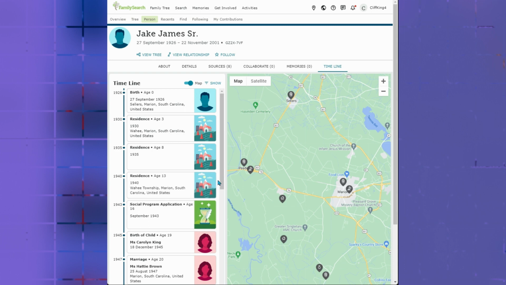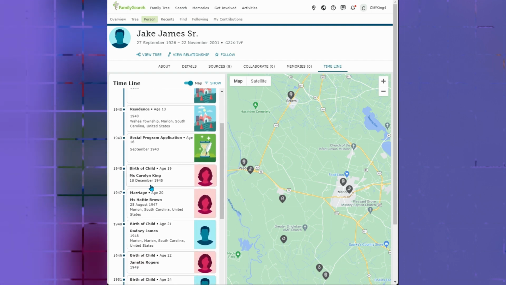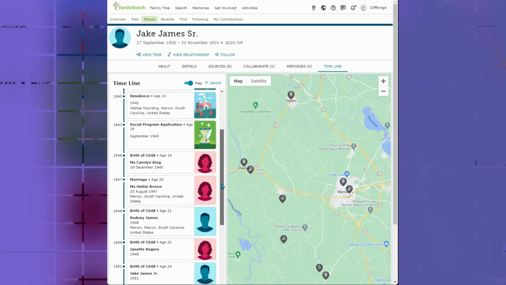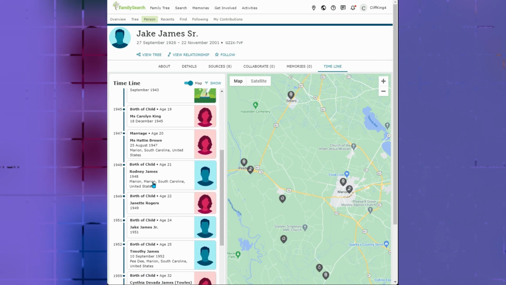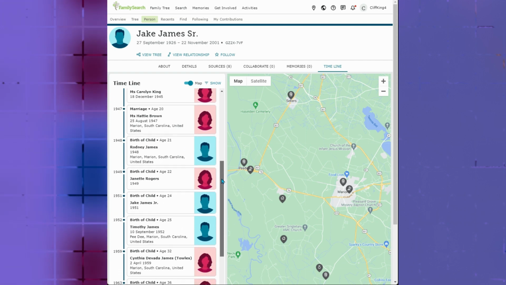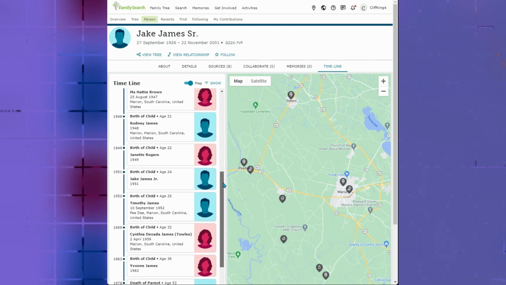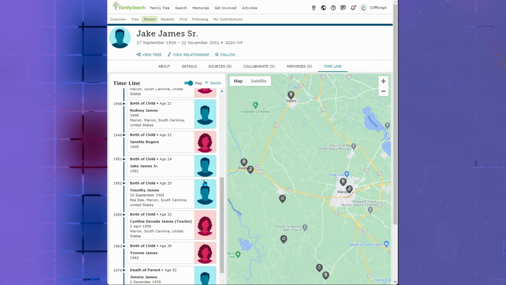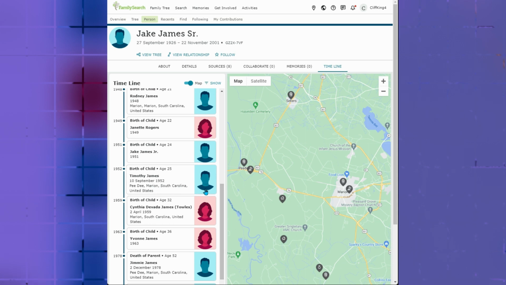I guess filed for some kind of social program application at the age of 16. And in 1945, my mother was born. At the age of 20, in 1947, he married my late grandmother. Had his second child, his firstborn son, at the age of 21 in 1948. In 1949, at the age of 22, had his third child, second daughter. In 1951, had his second son at the age of 24. 1952, at the age of 25, had his third son.